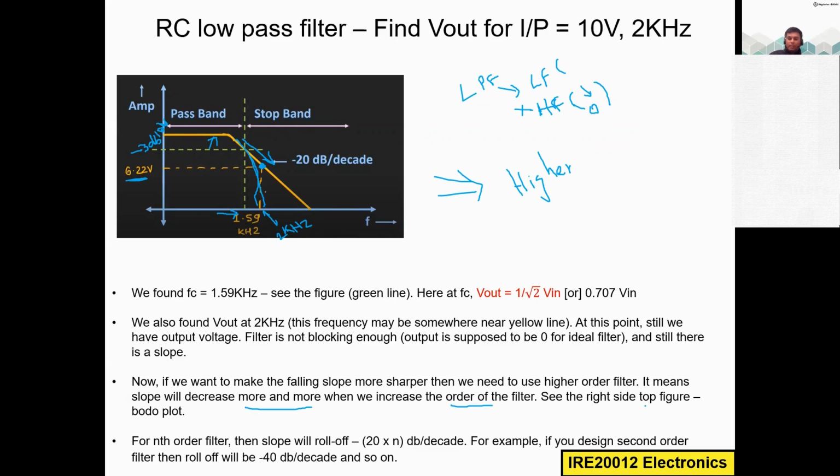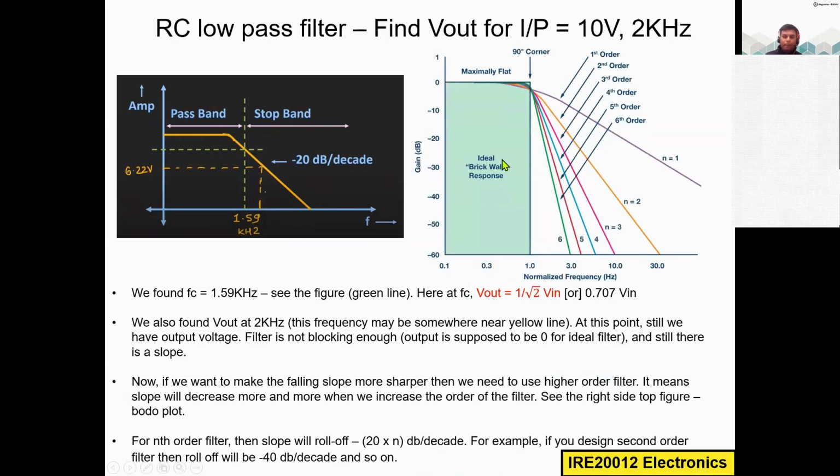See the top right figure, the Bode plot. Now you can see this is the ideal response. We can never get the ideal response, so forget that. For the practical first order filter, it comes like this. This is the first order filter, the violet line. This color indicates the first order filter response.